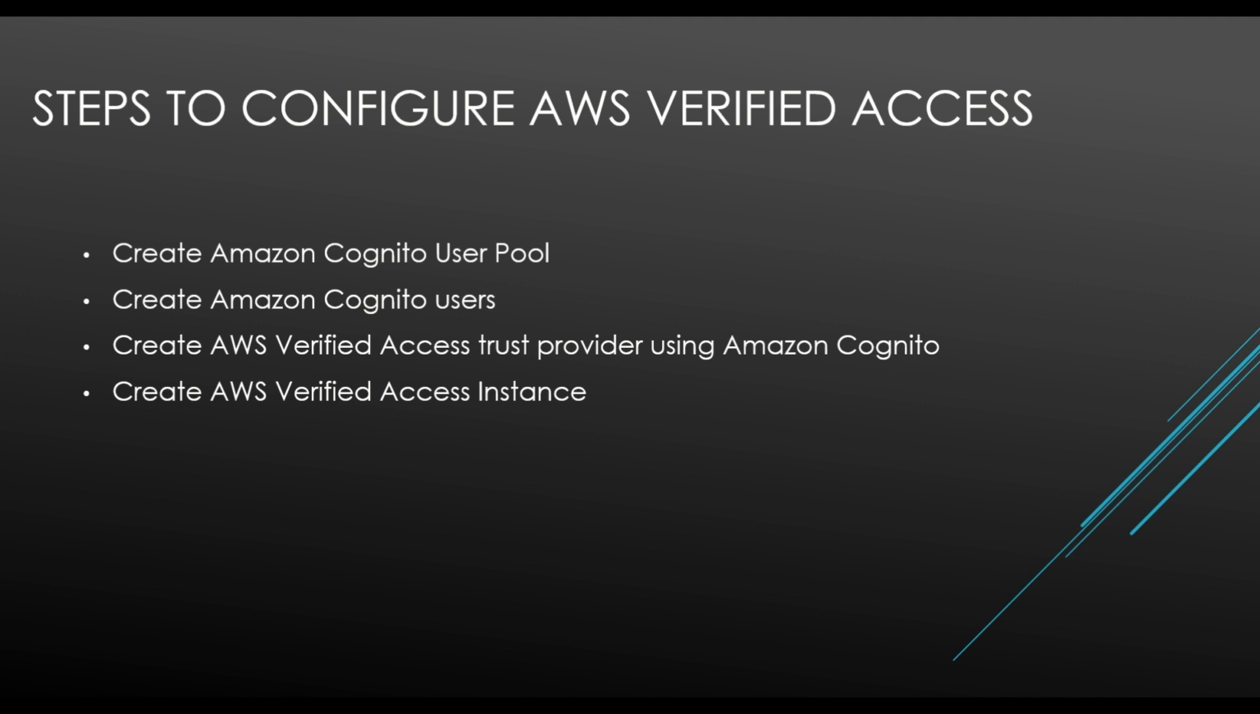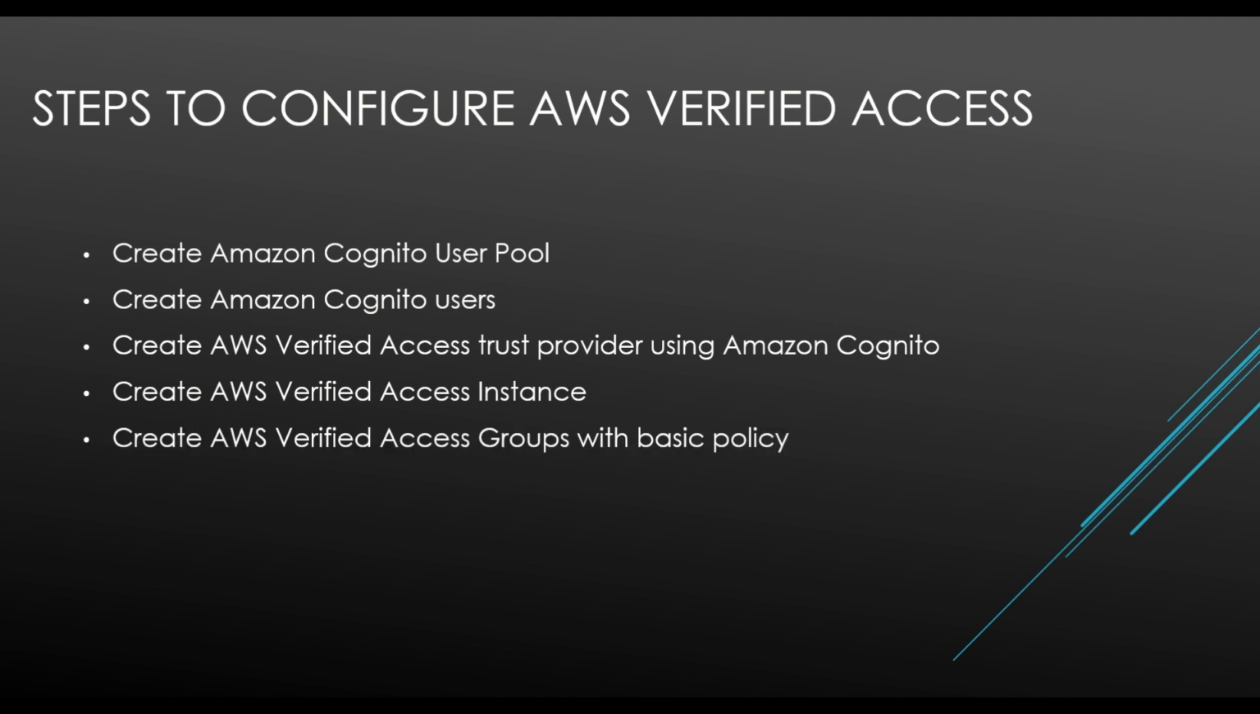Next, we need to create an AWS Verified Access instance. A verified access instance is an AWS resource that evaluates application requests and grants access only when your security requirements are met. It also helps you organize your trust providers and verified access groups.